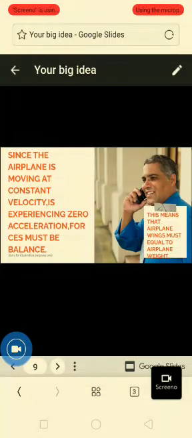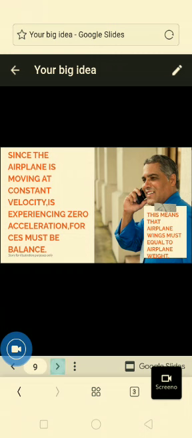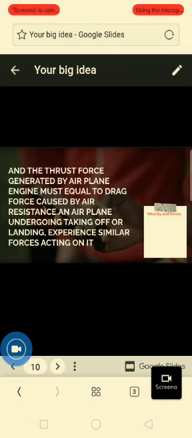When there is no change in the velocity, it means that the acceleration is zero. For that, the forces must be balanced. This means that the airplane wings' lift force must be equal to the airplane weight. And the thrust force generated by the airplane engine must be equal to the drag force.